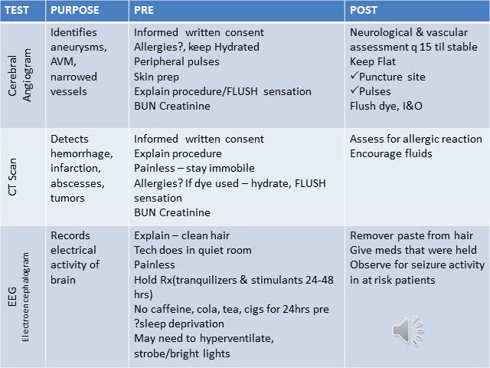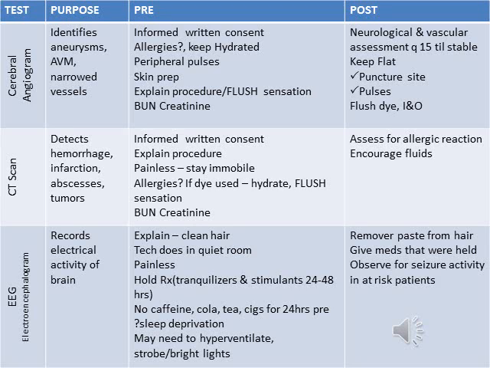So let's review some of the common neurological testing that we're going to send our patients for. To begin with, the cerebral angiogram, that's where we're going to have dye shot into the vasculature of the brain, and it identifies any AV malformations, narrowing of vessels, aneurysms, berry aneurysms come to mind quickly.